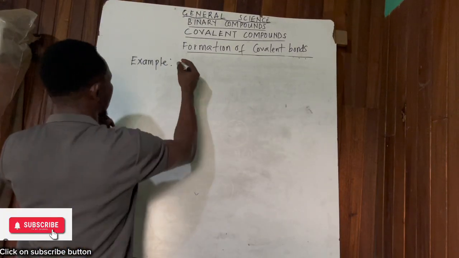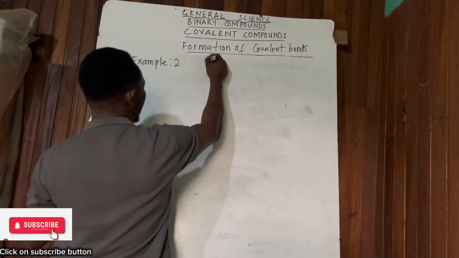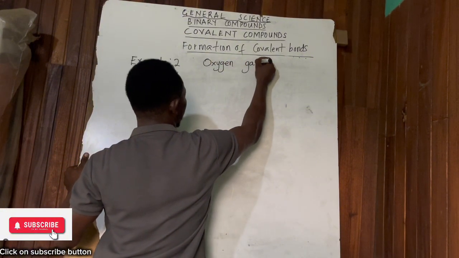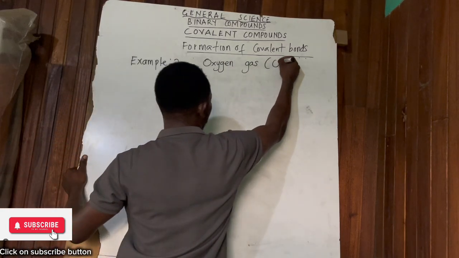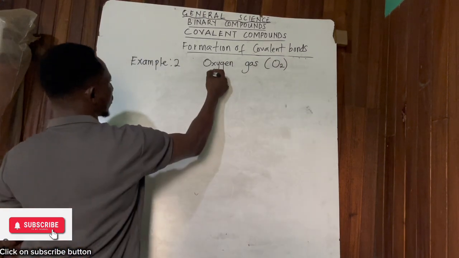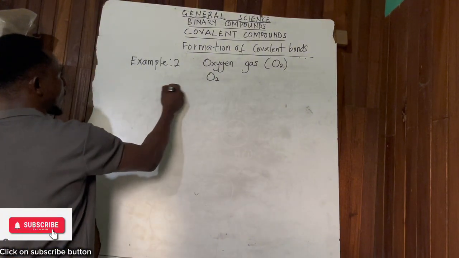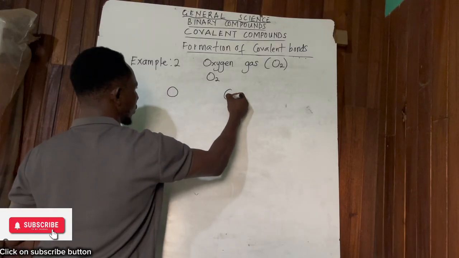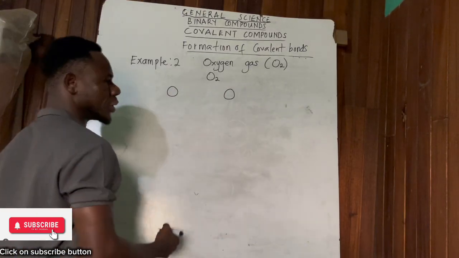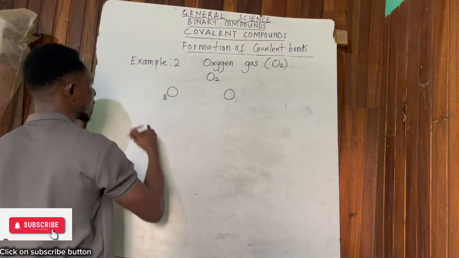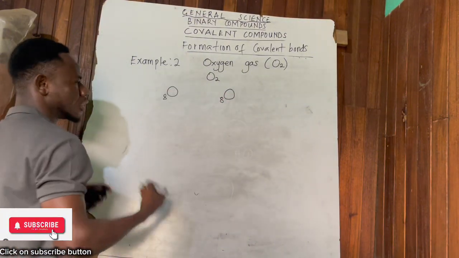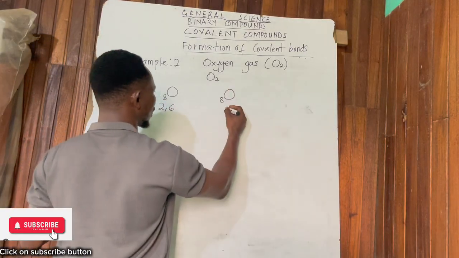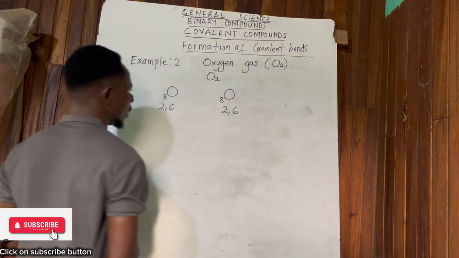Let's take the next example, example 2. Let's take oxygen gas, O2. There are 2 atoms of oxygen present. So there is oxygen here, there is another oxygen here. Oxygen on the periodic table has atomic number 8, same as this one. The electronic configuration for oxygen is how many? It's 2, 6. Electronic configuration for oxygen is 2, 6 here.